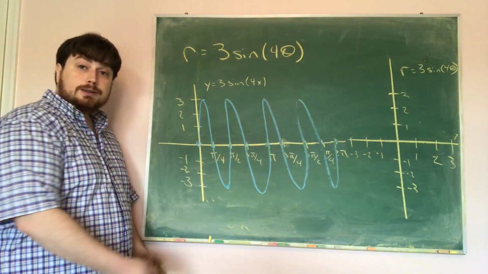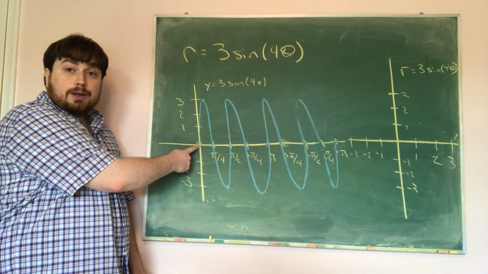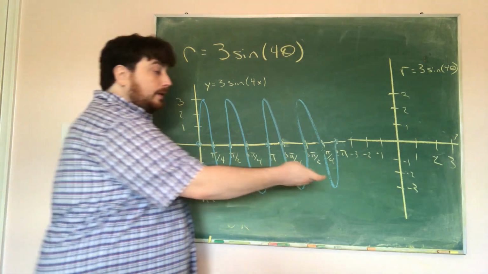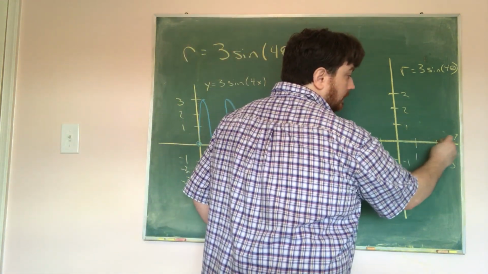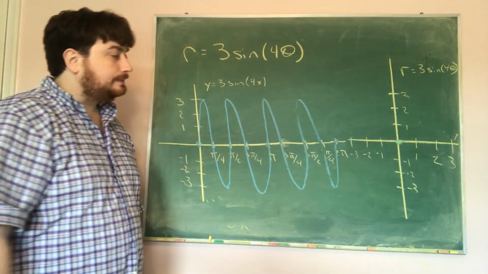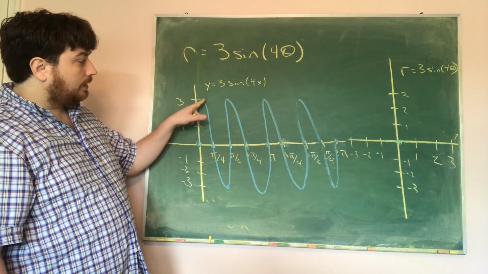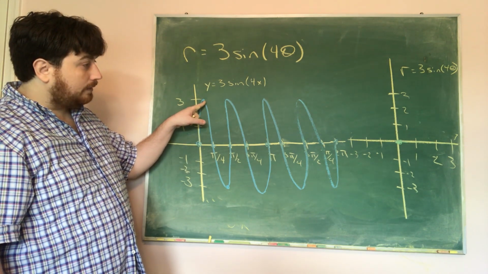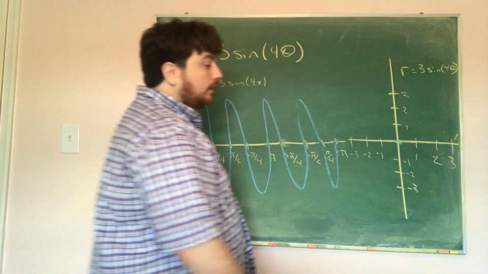Alright, now that we have our regular function done, we now want to plot our polar function. At theta equals 0, r is 0. So if I plot that point, r equals 0 corresponds to the point 0, 0. Now notice that my radius is going to get larger until it reaches 3 at pi over 8, and then it's going to come back to 0 at pi over 4.